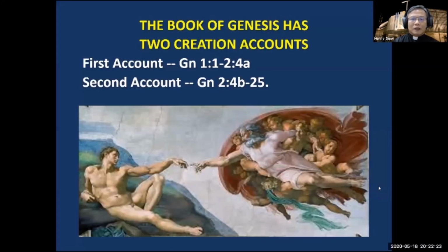Now, if you look at Genesis chapters 1 and 2, there are actually two accounts of creation. Two, not one. The first account is from Genesis chapter 1, verse 1 to chapter 2, verse 4a. Interestingly, 4a, because that verse is quite long and is actually divided into two parts. We call the first part A and the second part B.